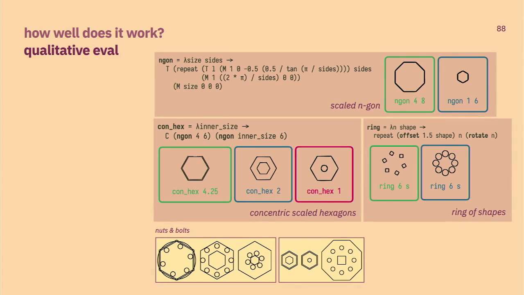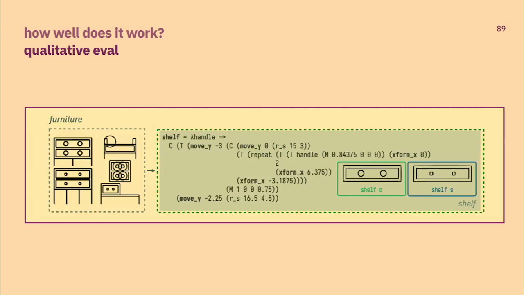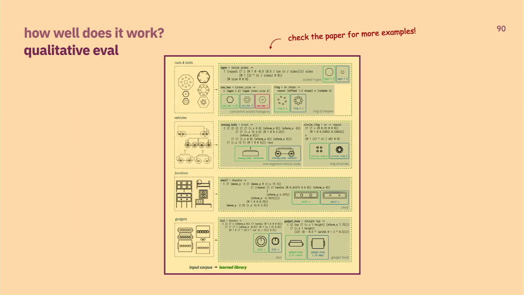I've highlighted a few of the functions we learn here. We can learn concentric hexagons, a ring of shapes, and a scaled n-gon, which map well to distinct visual concepts that a person like y'all or me might recognize from these examples. And in general, looking qualitatively, Babble's pretty good at recognizing these distinct concepts that you or I might identify. Here's an example I just took straight from the paper. If you give Babble a bunch of programs representing shelves and other furniture, Babble can recognize and reuse an abstraction for an individual shelf. And of course, if you want the full qualitative evaluation, we show more visual examples of what Babble can learn in our paper.